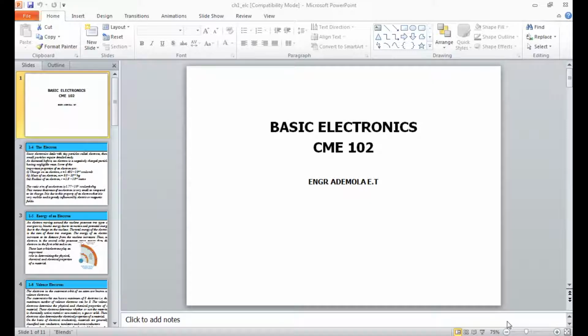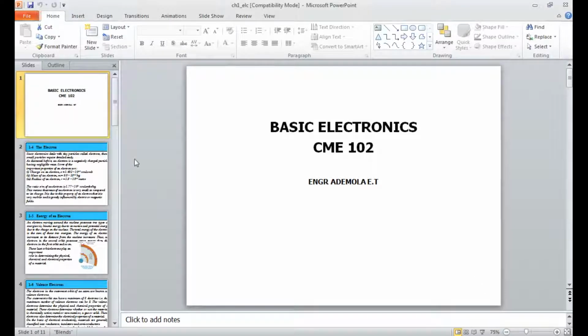As part of our class, we looked at atomic structure, the introductory part of it. We said an atom is made up of a nucleus and electrons, and that the nucleus consists of protons and neutrons. Also, we looked at the formula of atomic number, atomic weight, and so on. In this class, we will be looking at the electron.